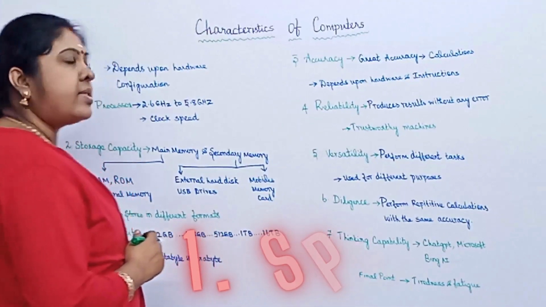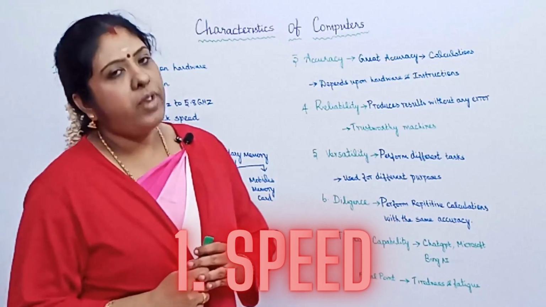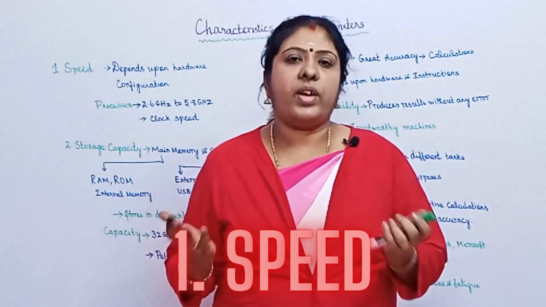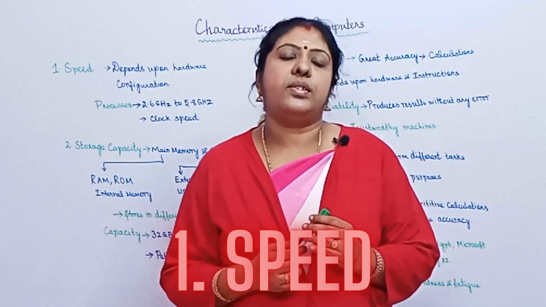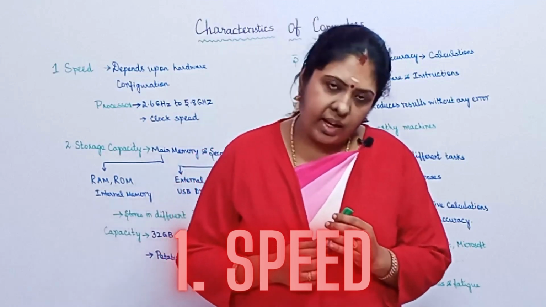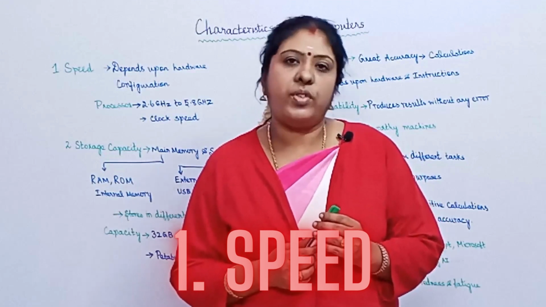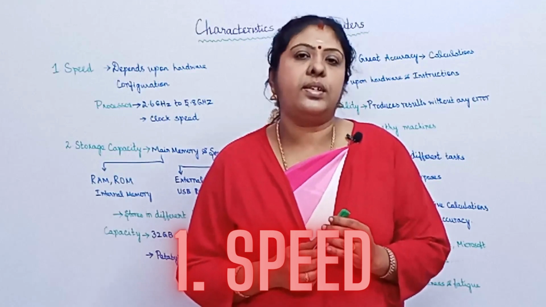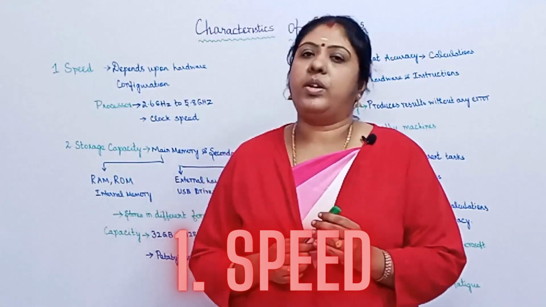The first characteristic is speed. That is, a computer is a very fast electronic machine. It is able to solve any type of calculation, even huge, large or complex calculations, within a stipulated time. That is, the speed is very high. The speed is calculated in gigahertz. That is the speed of the processor. The computer speed is always measured in gigahertz, and the speed depends upon the CPU of the processor.